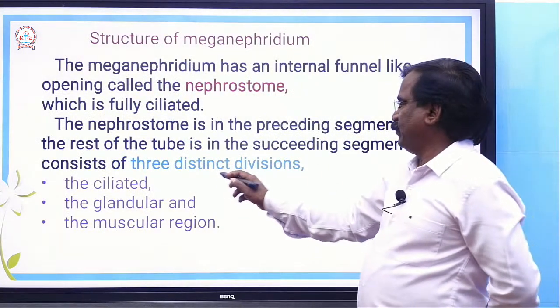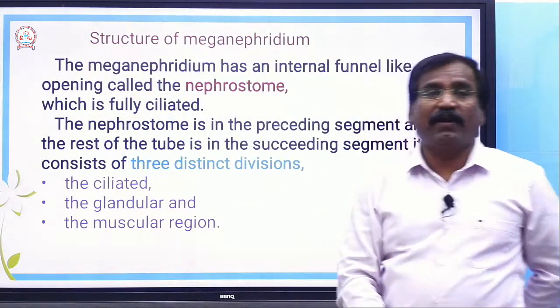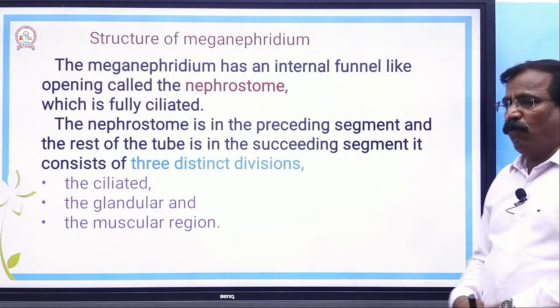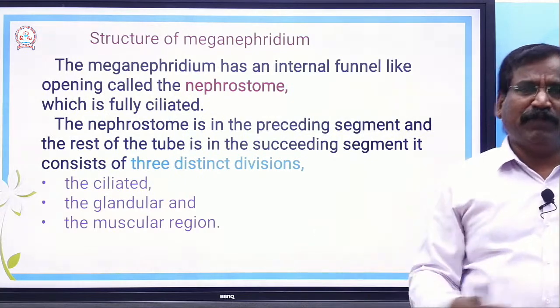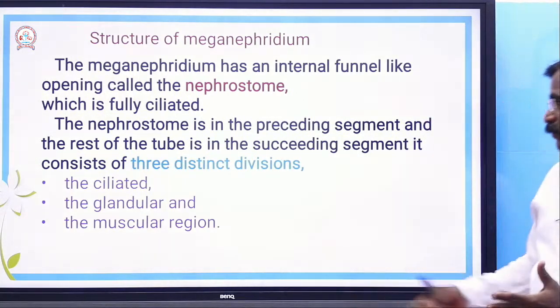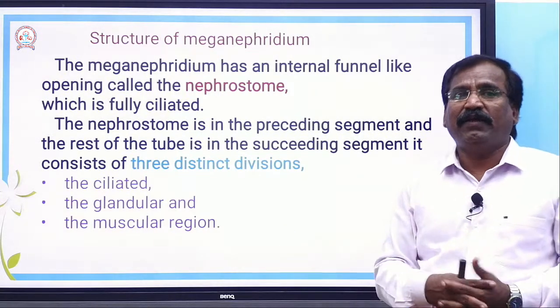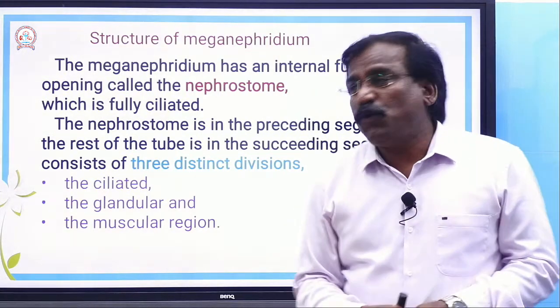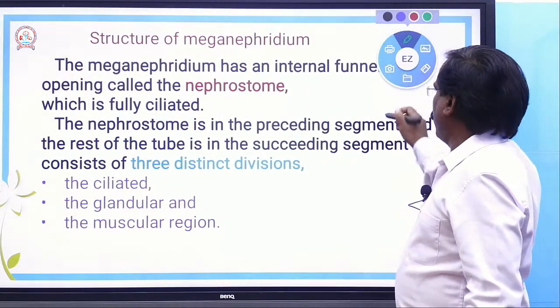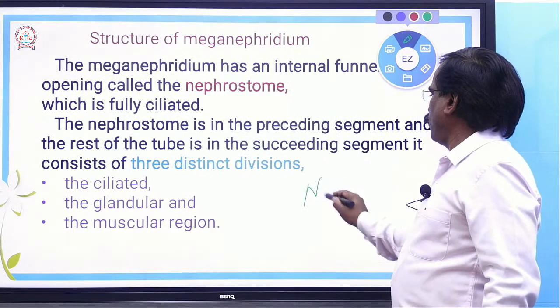Okay, that's all. 3 distinct regions: ciliated, glandular, and muscular. The muscular region opens to the exterior, that is the end of the tubular region, the end of the nephridium. So it opens to the exterior through the nephridiopore.